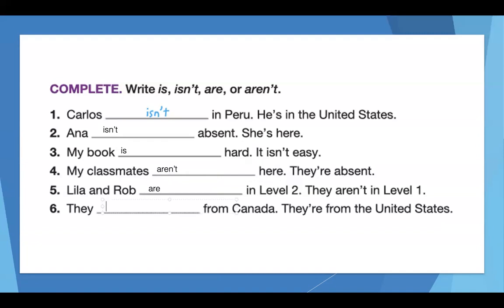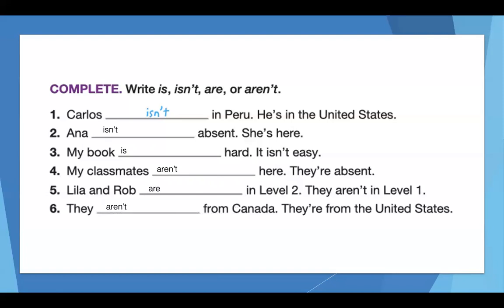All right, and last example, they is, isn't, are or aren't from Canada. They're from the United States. All right, so if we're saying they are from the United States, then we know they are not or aren't from Canada. I will read all of these examples one more time.